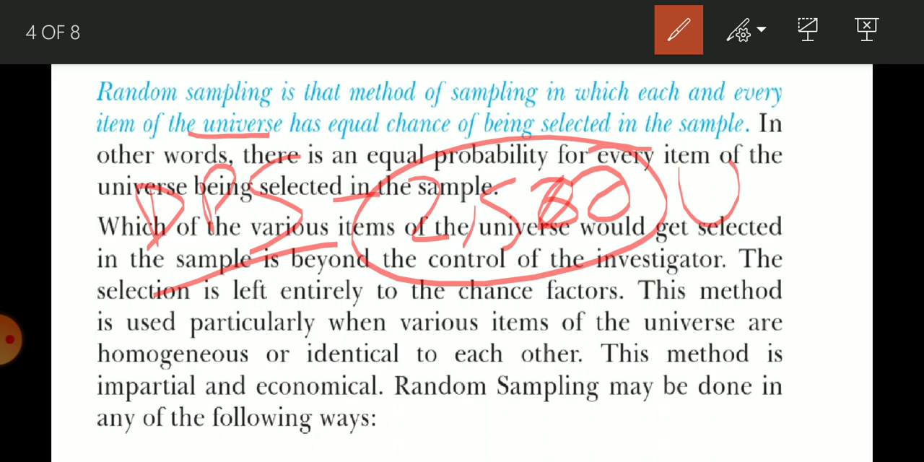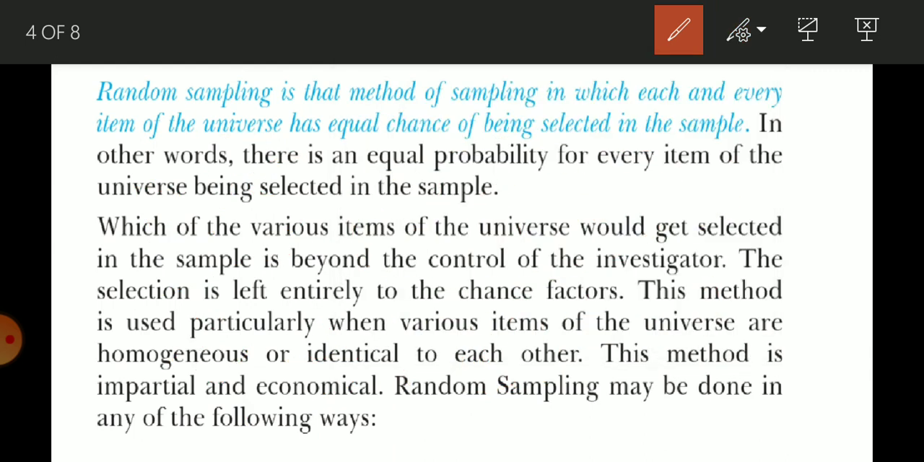Now suppose the investigator has selected Gorakhpur as the investigation area, and suppose in Gorakhpur there are 10 lakh people. So these people are considered as a universe. If anyone has taken the area of investigation as India, then 1 lakh 31 crore people will be the universe or population. So I think you have understood the meaning of universe.